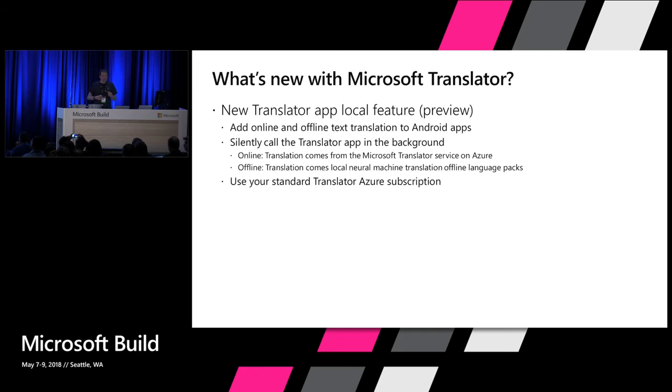So the first news is we introduced a new feature for our app on Android called the Translator Local feature. What that allows you as a developer is to build your own app and then use our app as a gateway for text translation on device. But here's the thing, because we have offline support for neural machine translation on the Translator app, and our neural models are almost as good, within 1 BLEU point, which is the measure of quality, as the online translations, your app can get as good a text translation offline as it can get online.